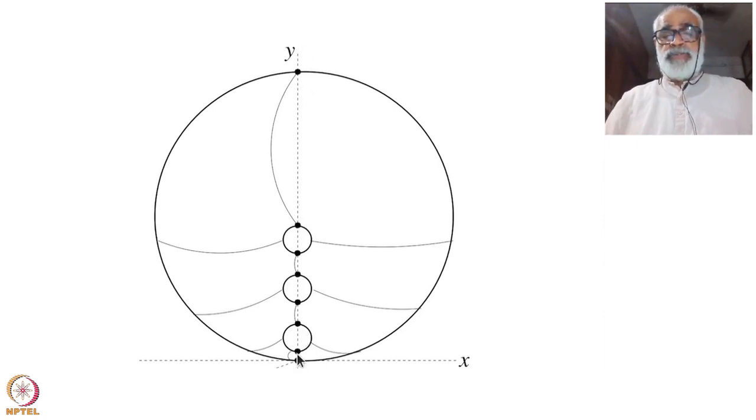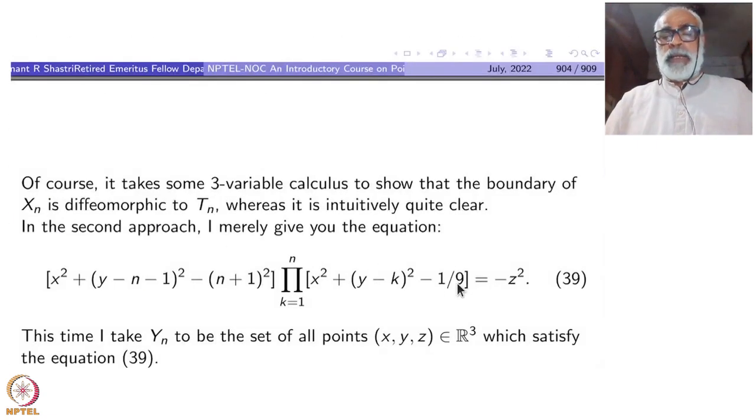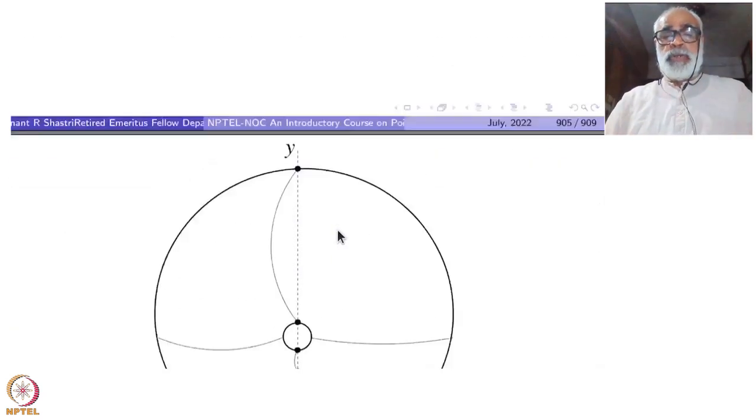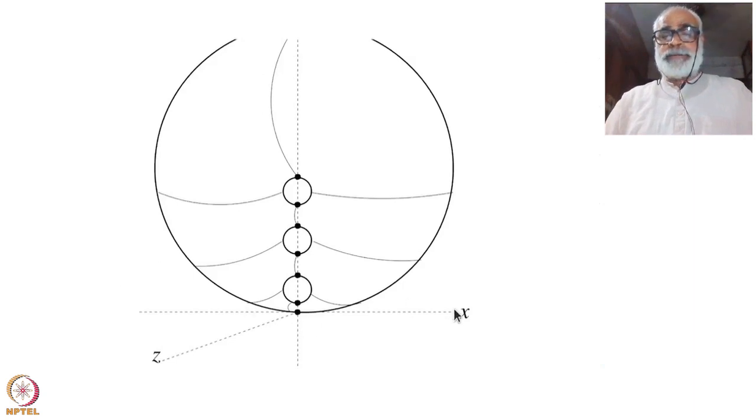The radius of the second, third, and all the others is just 1 by 9. But what is the center? 1, 2, 3, 4, and so on, up to n on the y-axis. The x-coordinate is always 0. But the big circle has n plus 1 as the center, and the radius is also n plus 1. So that big circle actually touches the x-axis. It encircles all the circles here.